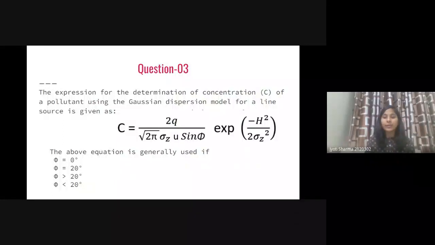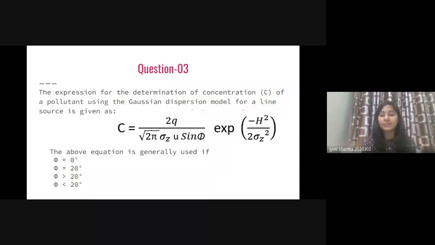Okay, the third question I have: the expression for the determination of concentration C of a pollutant using the Gaussian dispersion model for a line source. Here we are talking about this line source, and here you can see sine theta. So in the above equation, this equation will be valid in what condition? We have four options: whether this theta will equal 0 degree, this theta will equal 20 degree, or more than 20 degree, or less than 20 degree. So what should be the answer?